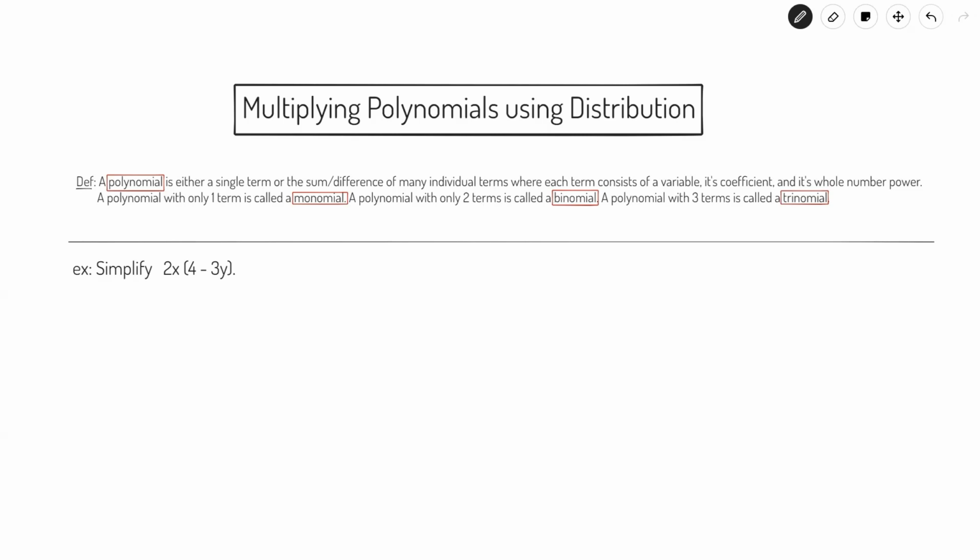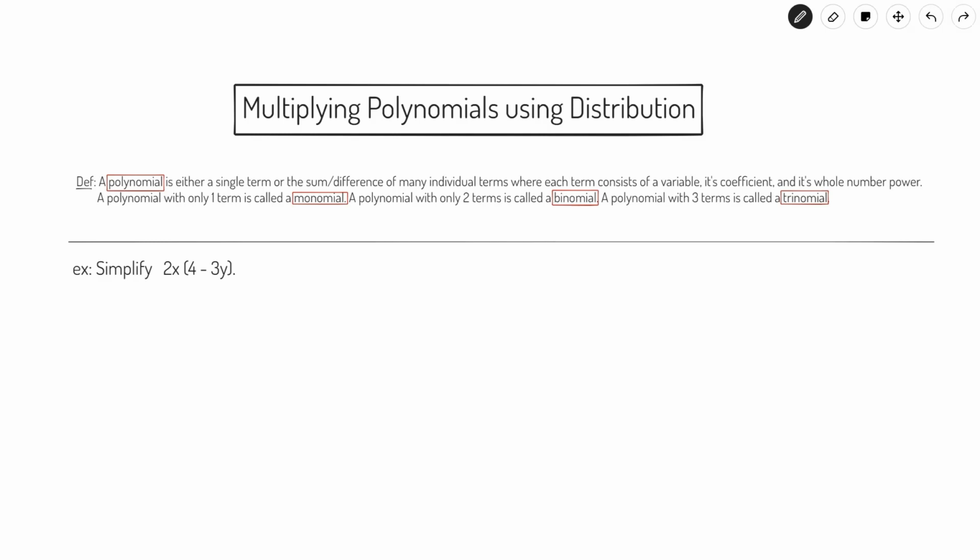polynomial. Applying that definition to the example we have down here, where it says simplify 2x times the group 4 minus 3y, we see that we have the monomial 2x, and we're multiplying it times a polynomial with two terms, aka a binomial, 4 minus 3y. A very efficient way to do this is using distribution, which some of you have hopefully heard of before.